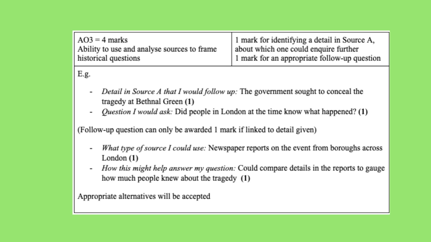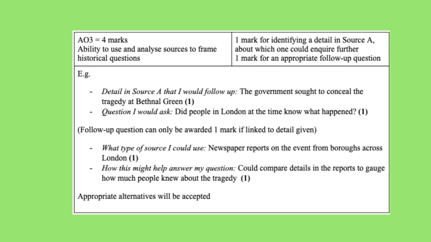Next, you need to identify the kind of source that you might use to find out more about your question. And it should be a primary or contemporary source, so something from the time is what we're looking for. Not something that a historian wrote later, but something made at the time. You should be a bit more specific than just saying newspapers or records or diaries. So, for example, in the mark scheme here, they've put newspaper reports on the event from boroughs across London. So that is quite specific.